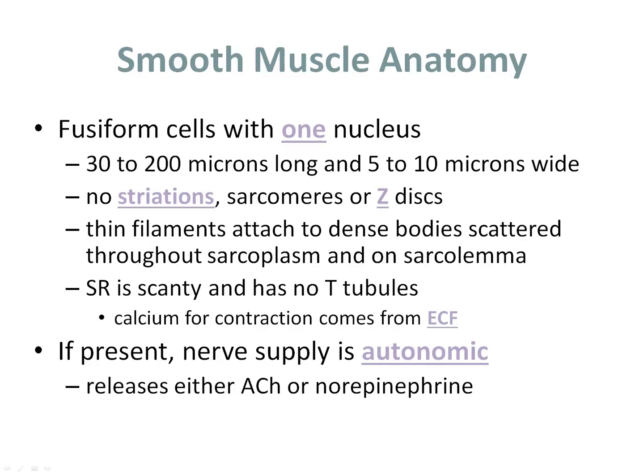Instead, we have thin filaments that are attached to dense bodies. So dense bodies are basically just like attachment points for those thin filaments, so those filaments have something to pull on. And those dense bodies are scattered throughout the sarcoplasm, that's the cytoplasm of the muscle cell, and those dense bodies are attached to the sarcolemma, the plasma membrane of the muscle cell.